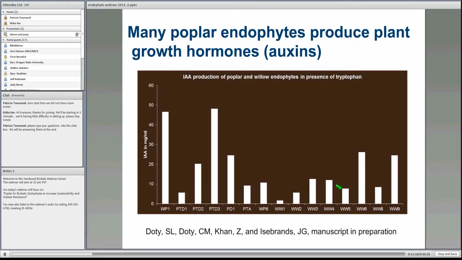Another benefit that the endophytes have is many of them are able to produce phytohormones. One of the common ones that they produce is auxin. This is indole acetic acid. Auxin is a rooting hormone. You can see from this graph that many of the endophytes produce fairly high levels of this necessary hormone.